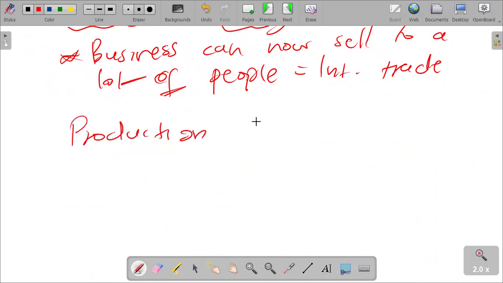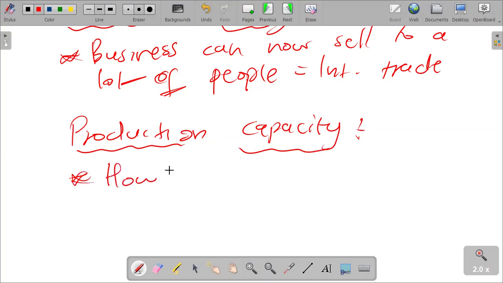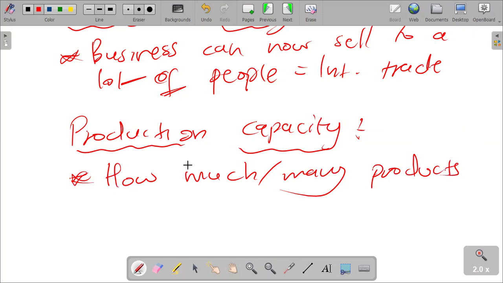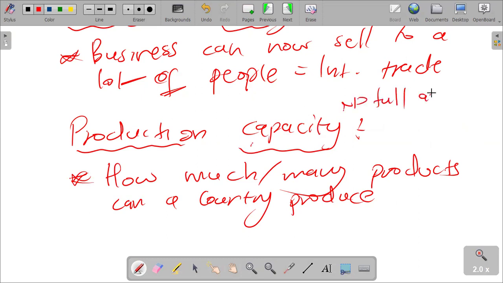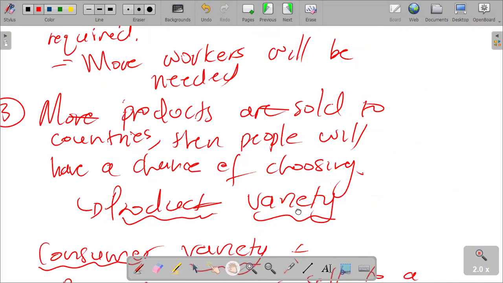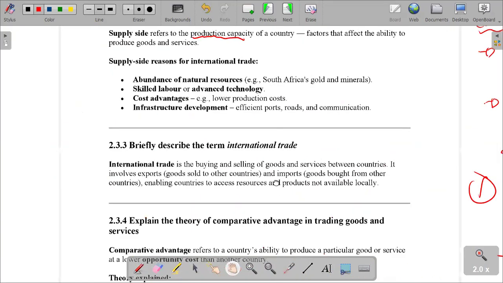Production capacity simply means how much or how many products a country can produce. The capacity, the full amount of it, right? So how much or how many products can a country produce? So that is production capacity.